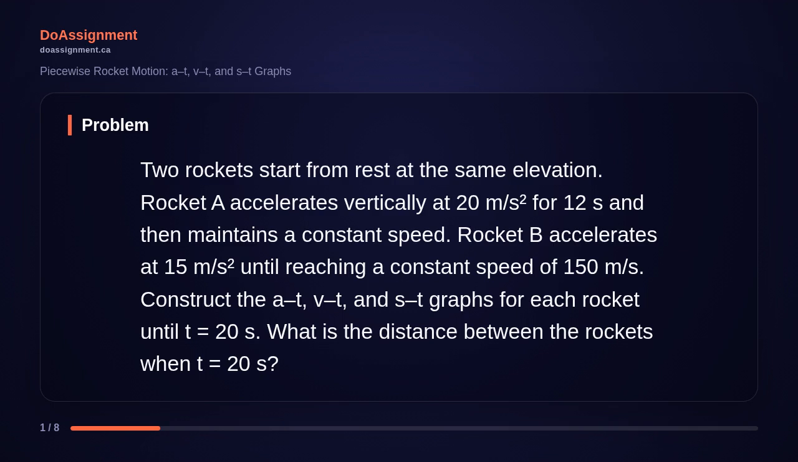Construct the acceleration time, velocity time, and position time graphs for each rocket until t equals 20 seconds. What is the distance between the rockets when t equals 20 seconds? Now let us work through the solution step by step.